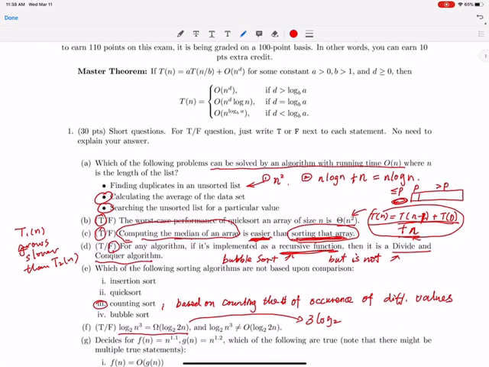So let's look at the first one. Which of the following problems can be solved by an algorithm with linear running time? Well, n is the length of the list. So the correct answer is the second and the third. I think you should know how to solve these two problems in linear time.